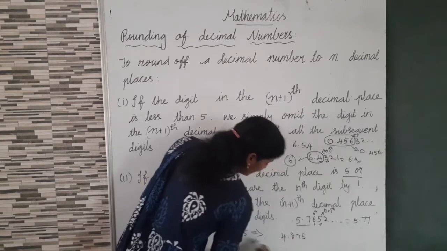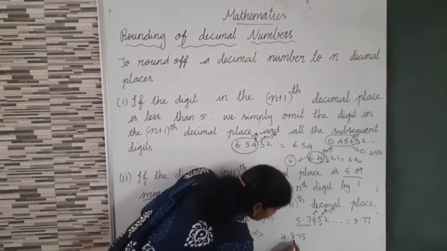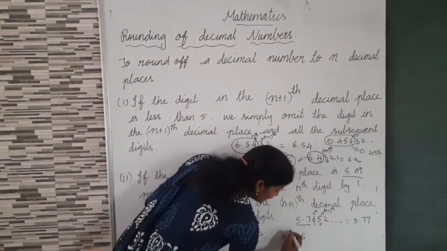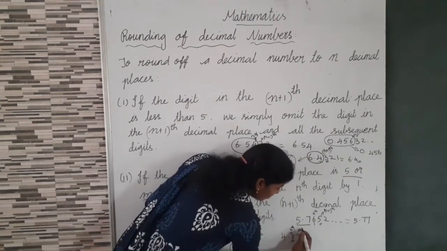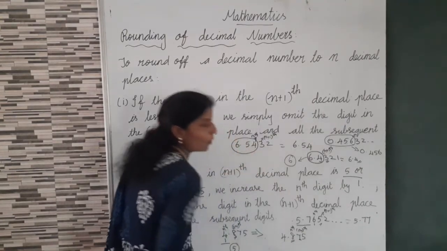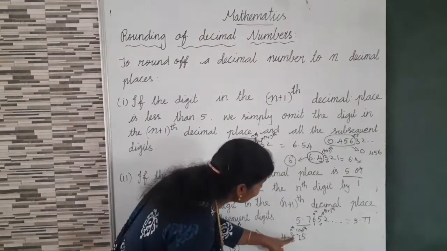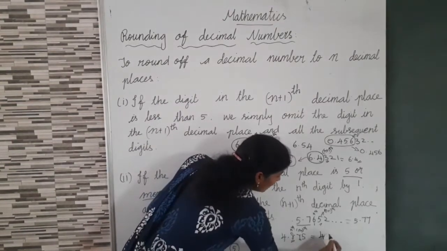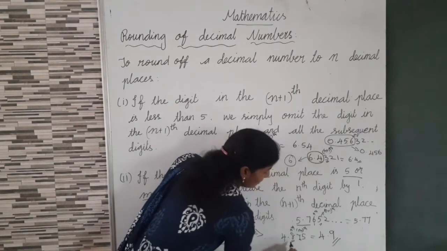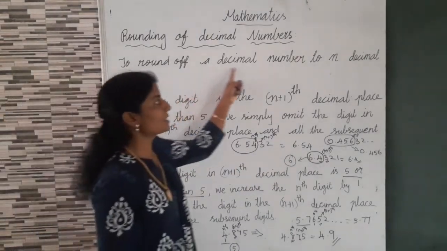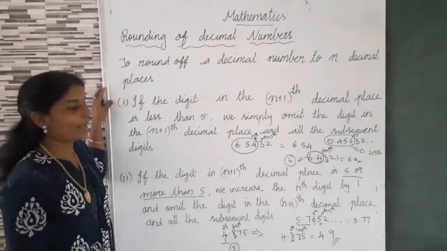Then one more example. 4.875, the same number. We need up to the 10th place. Up to the 10th place, we see the 100th place. This is the nth term, this is the n plus 1th term. Now the n plus 1th term is more than 5, so we add 1 here, 8 plus 1. So 4.9 is the answer. Okay. Clear? These are the 2 points to round off a decimal number to n decimal places.